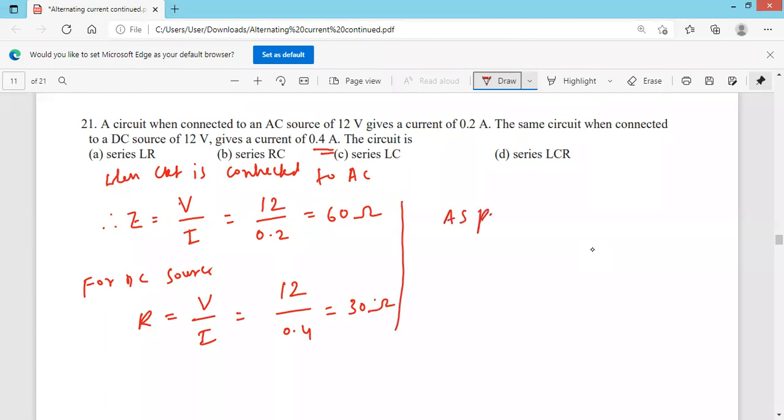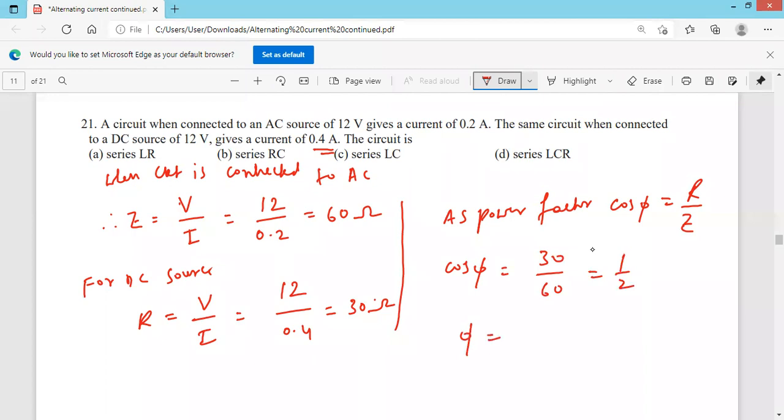So, the power factor cos phi is equal to R by Z. Cos phi is equal to R, which is 30 ohm, and Z is 60 ohm, so it is 1 by 2. That is, phi is equal to 60 degree. Phi is equal to 60 degree means it is a resistive and inductive circuit.